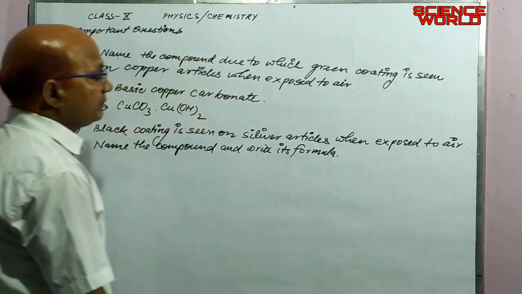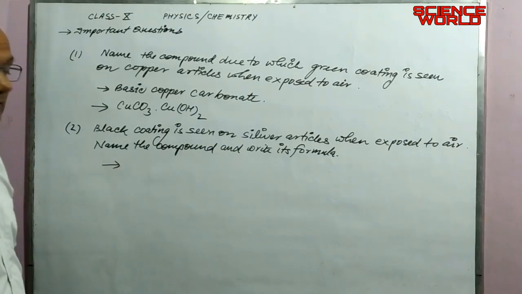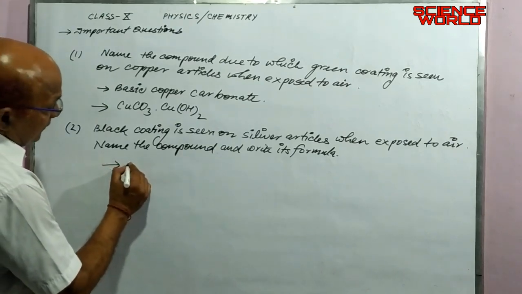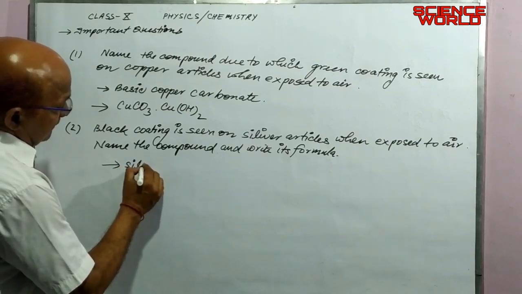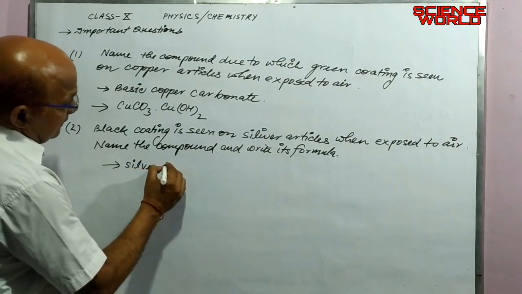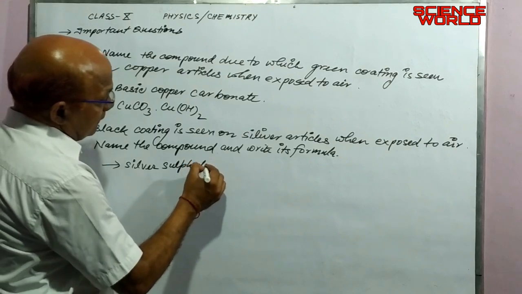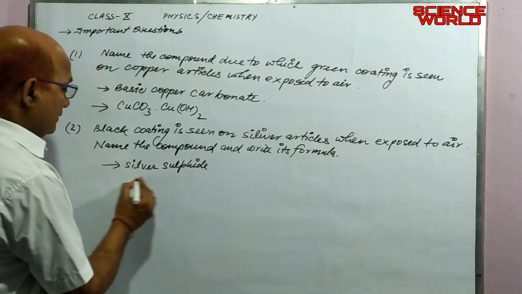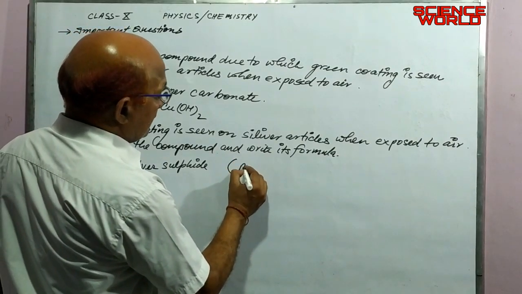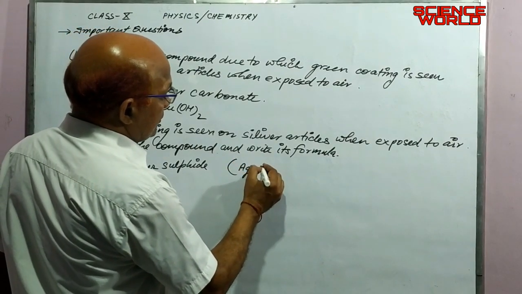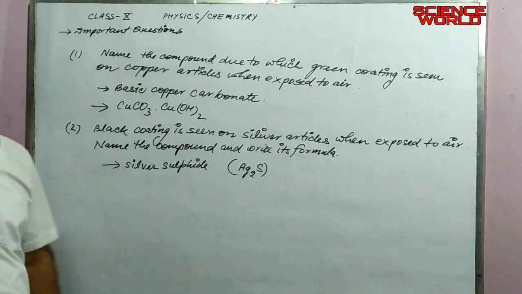Okay. So this compound is, black color is due to formation of silver sulfide, and its formula is Ag2S. Okay. Now take a screenshot of it.